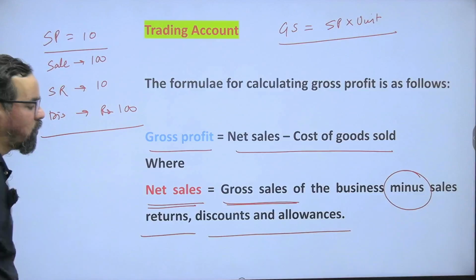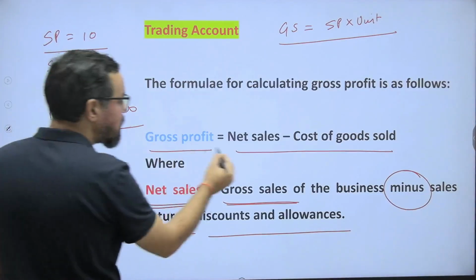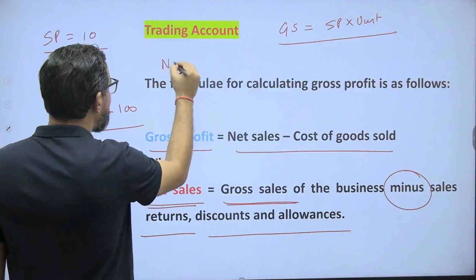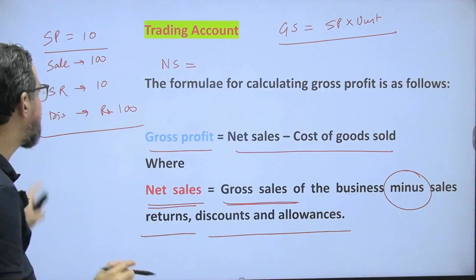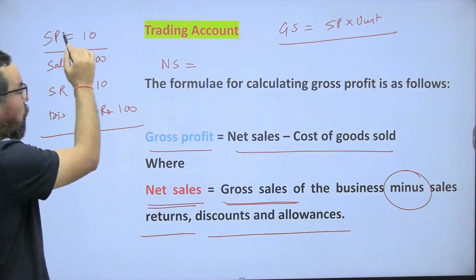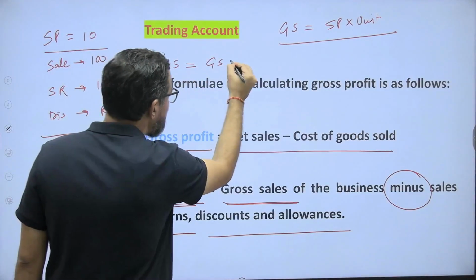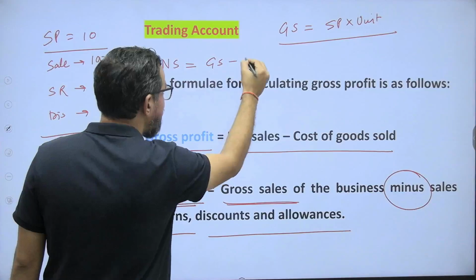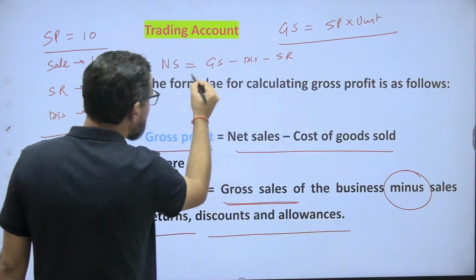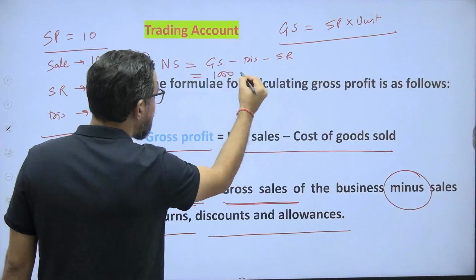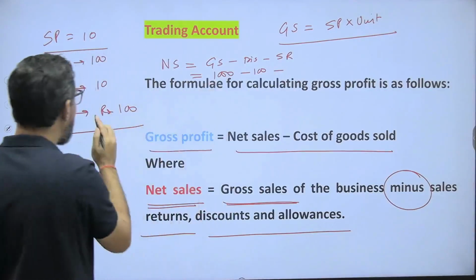So if you have to calculate the net sales, how will you calculate? Net sales is equal to, first of all, your gross sales, which is selling price into number of units, minus discount, minus your sales return. Okay, so gross sales is how much? 1000, minus discount 100, minus sales return units.